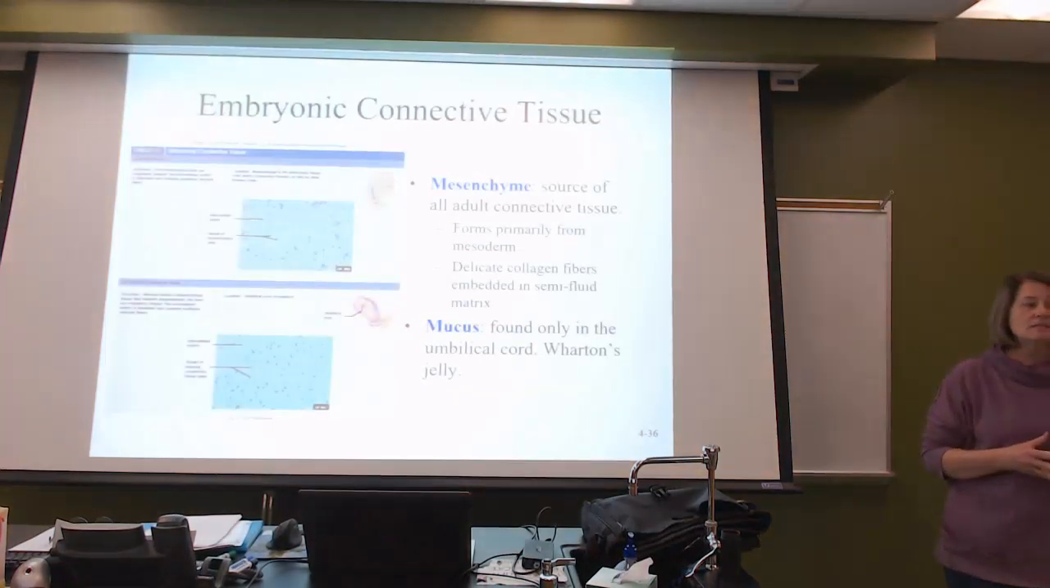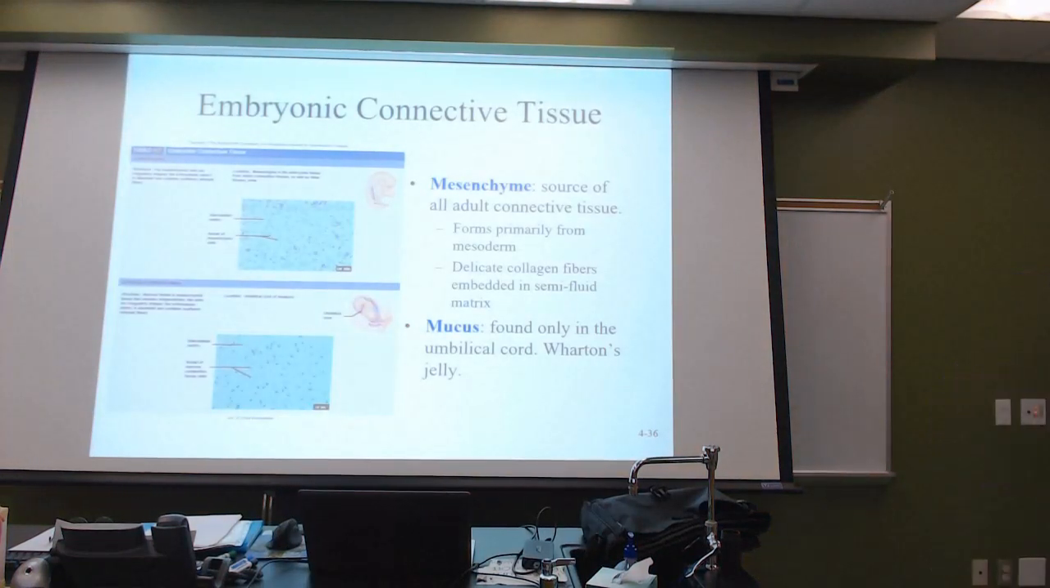Mesenchyme is the source of all adult connective tissue. It forms mostly in the mesoderm, which in embryonic development is our middle germ layer. I won't get too deep into that because you don't really need to know that.